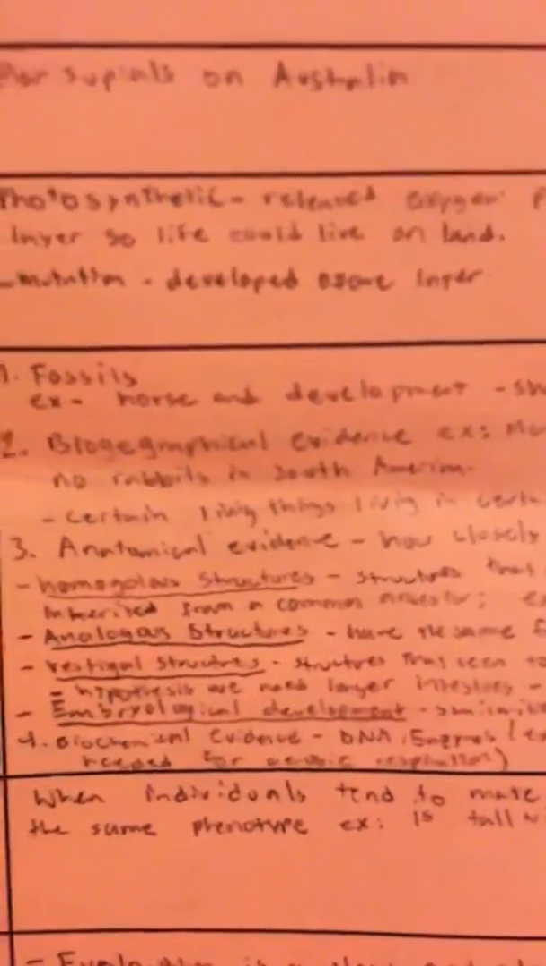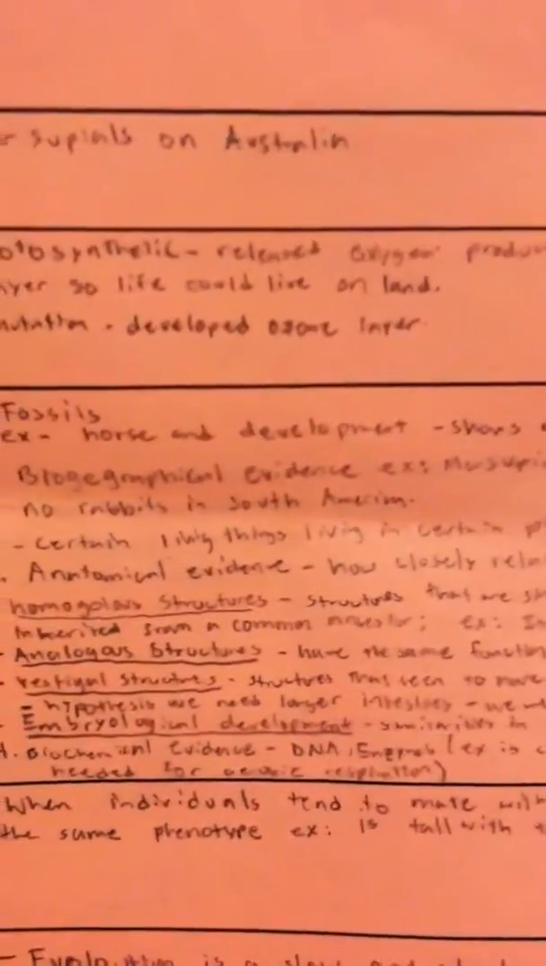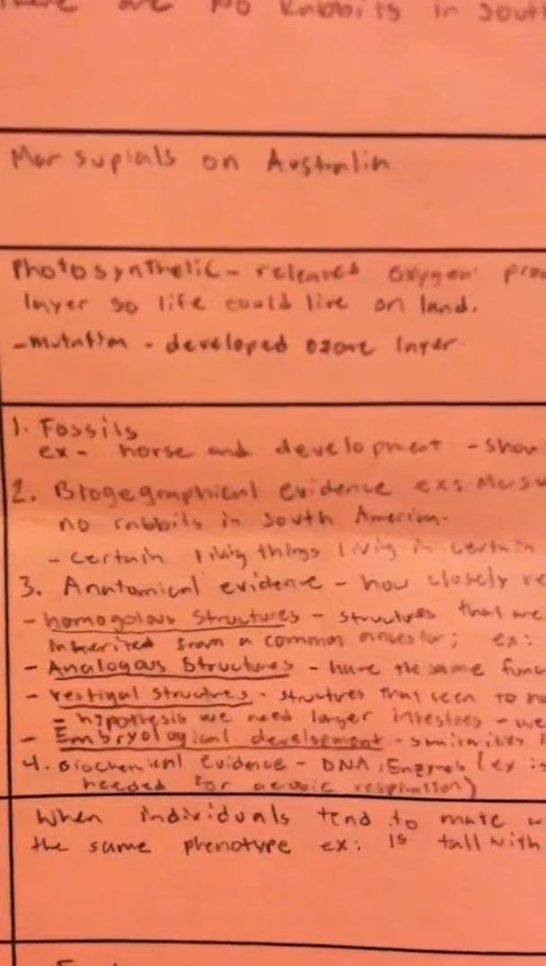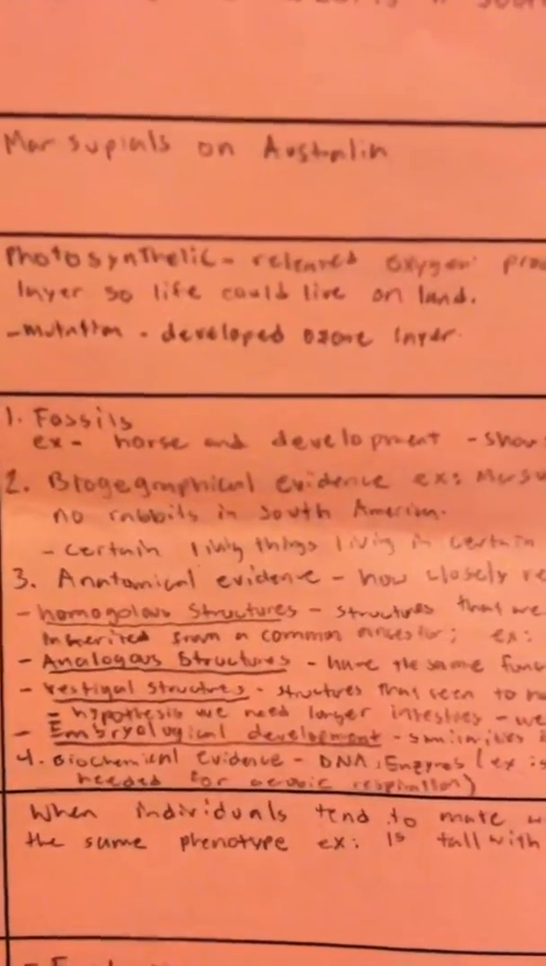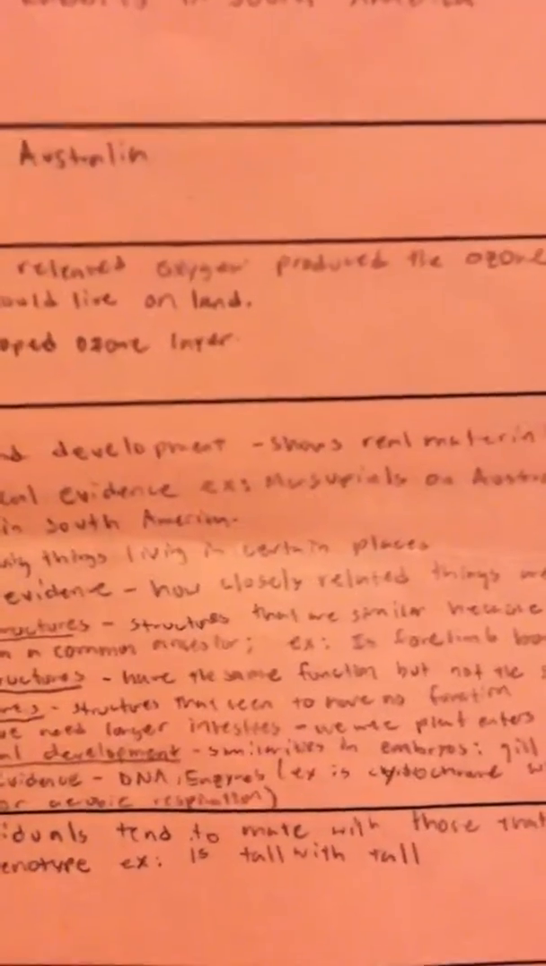Analogous structures have the same function but not the same structure. Example would be wings. Vestigial structures. Structures that seem to have no function whatsoever. Hypotheses, we need larger intestines. We are plant eaters. I don't know what that means.